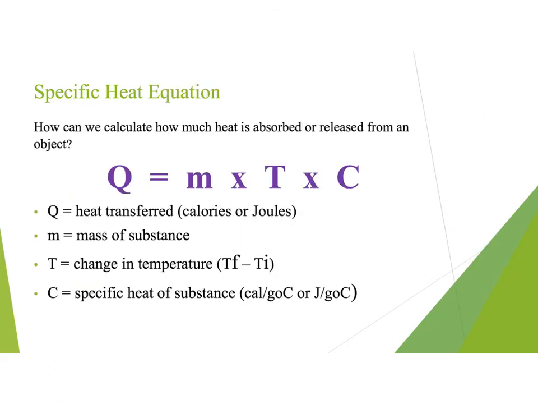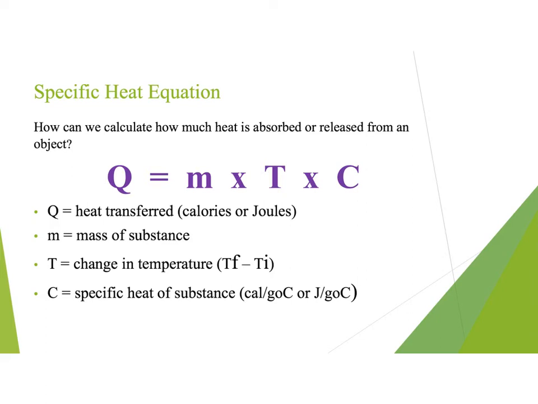So we've been talking about heat transfer from objects, fast versus slow, high heat capacity versus low heat capacity. Now we're going to jump to the next topic and talk about how we can actually calculate how much heat is absorbed or released from an object. If we took a cup of sand from the beach and a cup of water from the ocean, we could calculate how much heat would be absorbed to raise its temperature.